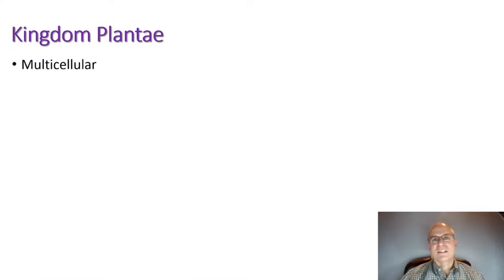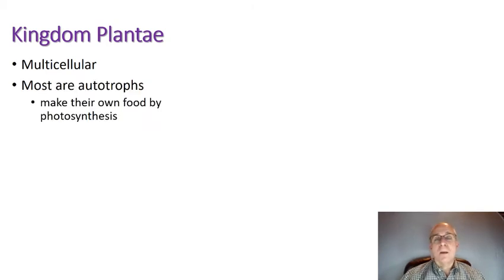All right, this brings us to the kingdom plantae. Kingdom plantae is made up of multicellular organisms, most of which are autotrophs. They're going to do photosynthesis to produce food. There are a few examples of parasitic plants, but in that case they just parasitize other plants.